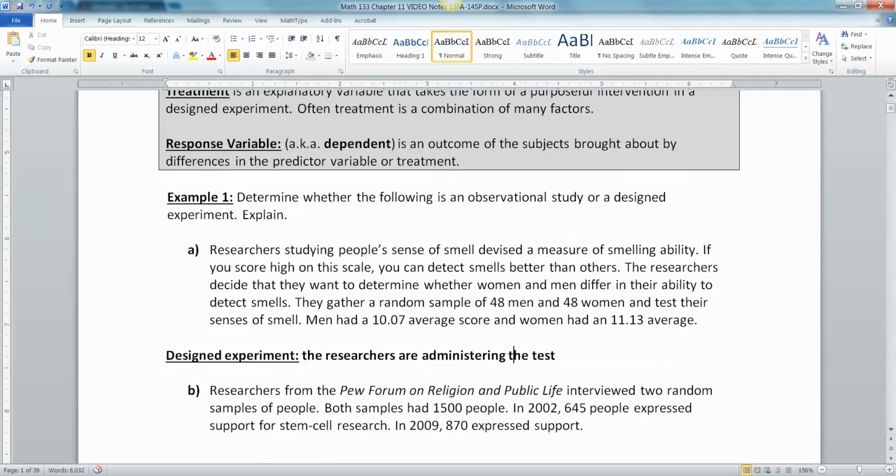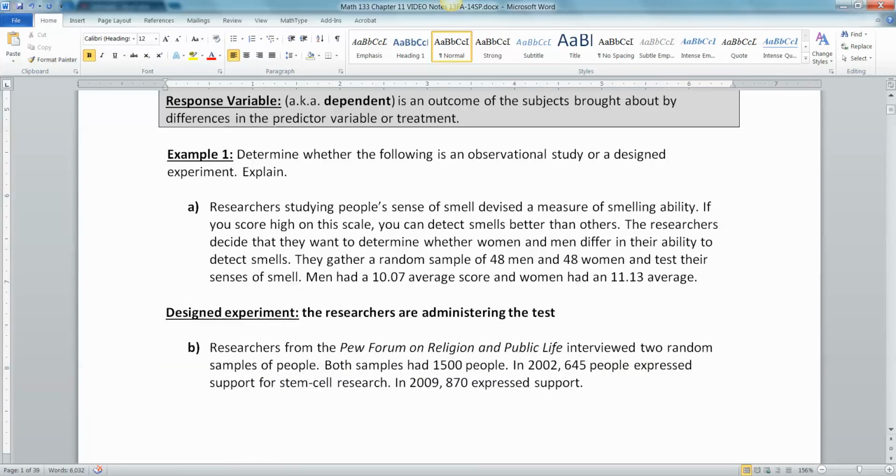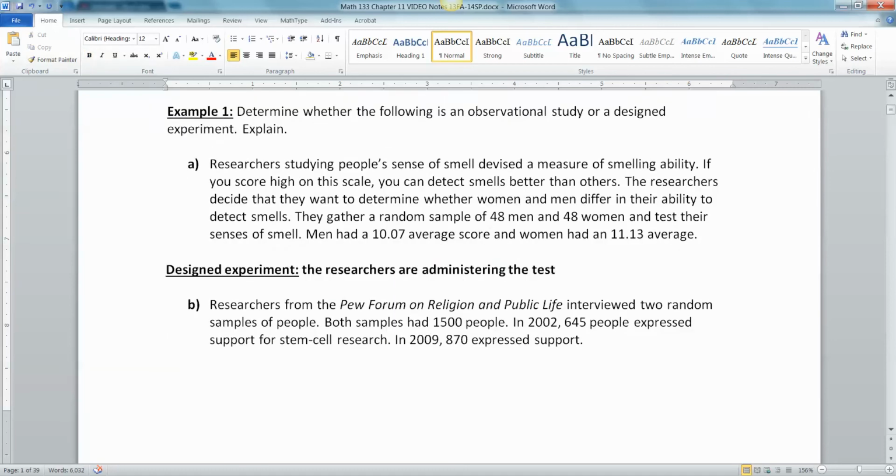But a designed experiment means you're the one that's giving them something. You're the one that's giving them a test. You're the one that's controlling what they see. It's a little bit dicey because you're not really giving these people a treatment or anything. You're just seeing if their gender changes them. But nevertheless, I'm going to err on the side of designed experiment on that one. And then observational study for the next one.